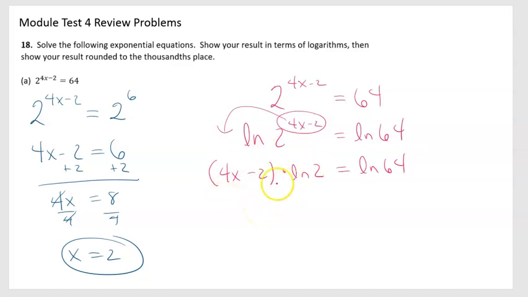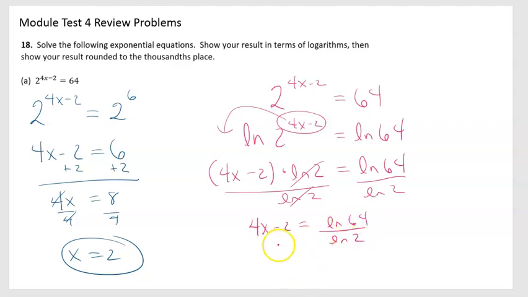This is the only x in the equation, so there's no need to distribute the natural log of 2 inside. So I'm going to divide both sides by the natural log of 2. Okay, natural log of 2 cancels. You have 4x minus 2 is equal to the natural log of 64 divided by the natural log of 2. I'm going to add 2 to both sides next. So I have 4x is equal to the natural log of 64 divided by the natural log of 2 plus 2. And then the last step, divide both sides by 4.